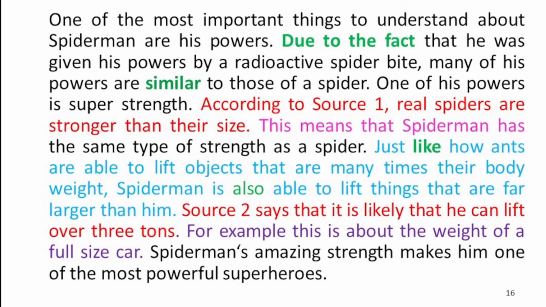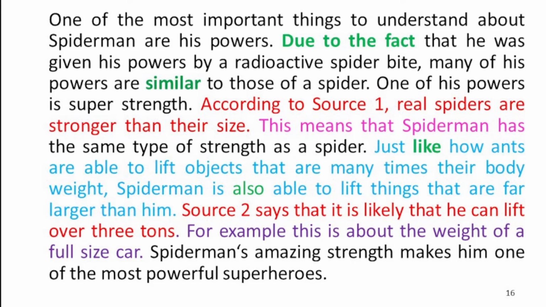And it continues. Just like how ants are able to lift objects that are many times their body weight, Spider-Man is also able to lift things that are far larger than himself. Now, here we see the word also, which is another signal word, which is showing a comparison, a compare and contrast. Remember, the signal words can be used to show the transition from one paragraph to the next, or the transition within a paragraph, as well as the text structure of your essay or your article.